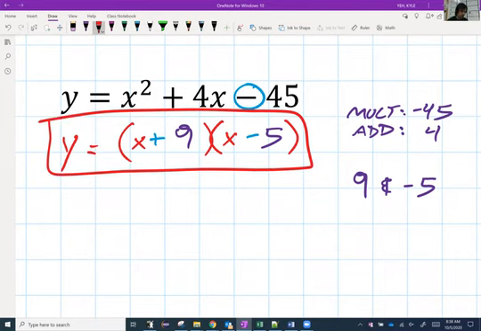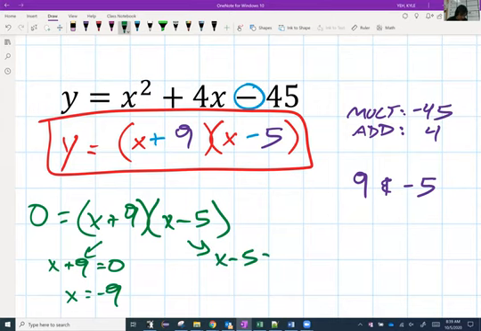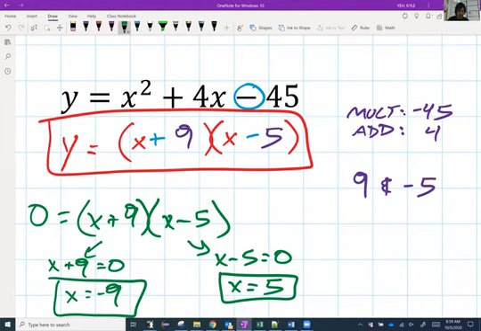And there we are. Check it in your head, x squared minus 5x's, but then plus 9x's gives us plus 4x's overall, minus 45, we are in business. And then we'll go ahead and solve it. X plus 9, x minus 5, we know we're setting it equal to 0. So one of these has to equal 0. So if x plus 9 equals 0, that means x equals negative 9. And if x minus 5 equals 0, that means x has to equal positive 5. There are my two solutions.